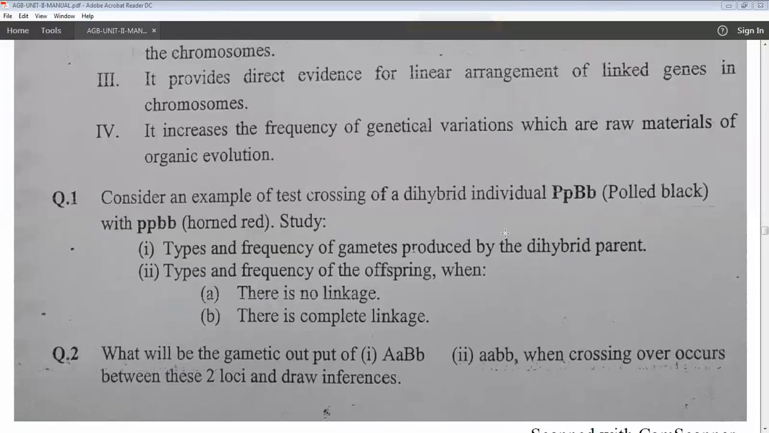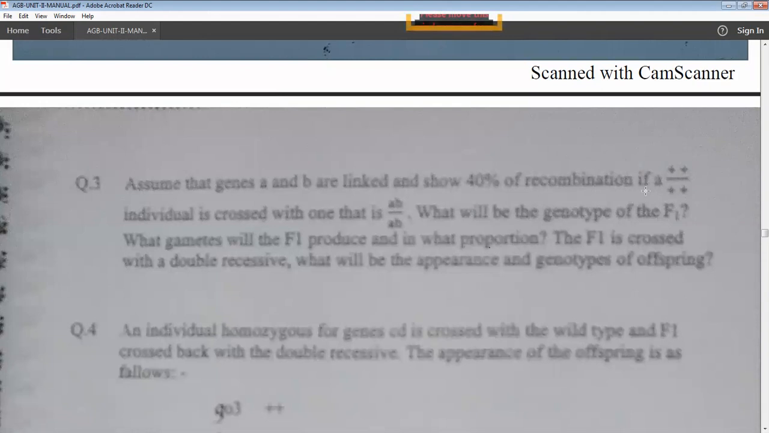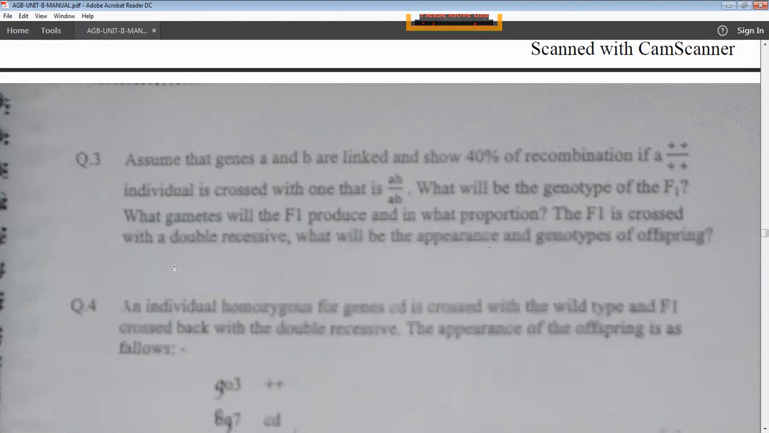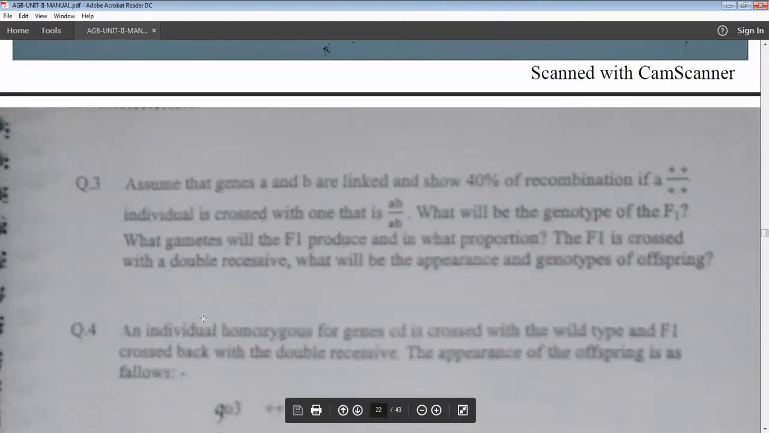Okay, we'll move further. Assume that the genes A and B are linked and show 40% recombination. If a plus plus individual is crossed with one of the ab. What will be the genotype of F1? What gametes will F1 produce, and in what proportion, if the F1 is crossed with the double recessive? What will be the appearance and genotype of the offspring? Now we'll do this particular question.